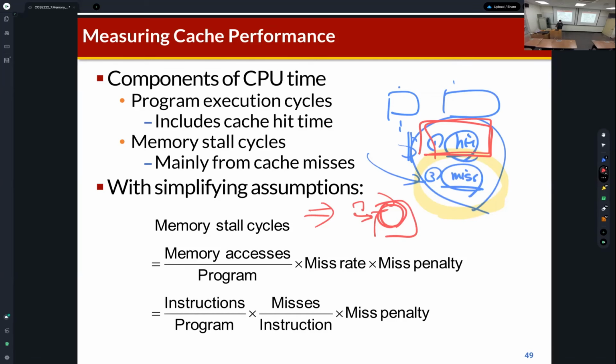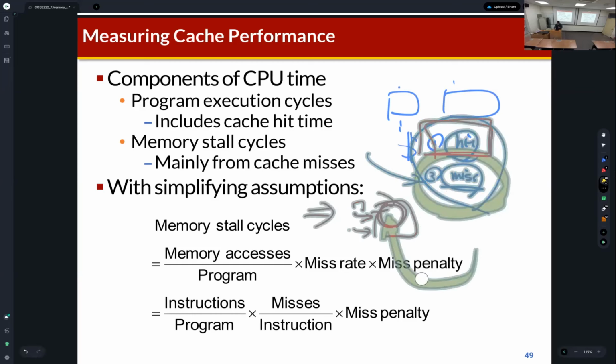If this instruction is not found in the cache, then we need to wait until the instruction is transferred from the main memory or a lower level cache. Which means that the pipeline stalls. Then how can we calculate these memory stall cycles?